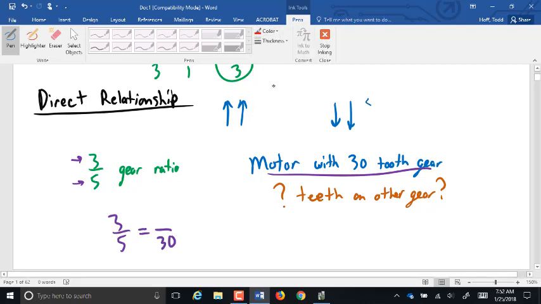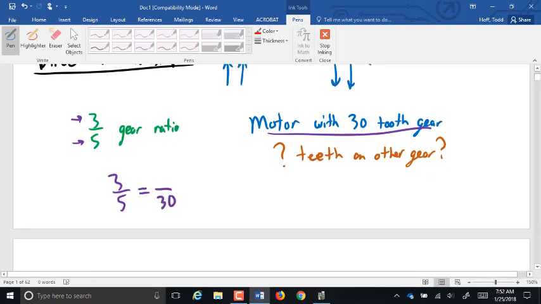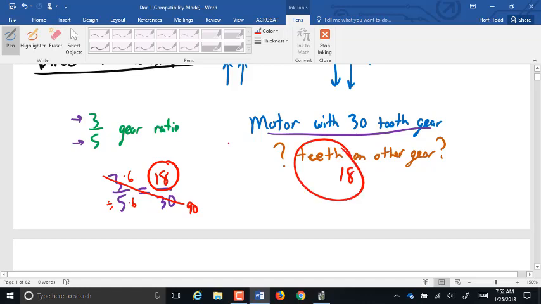And now this is where, because it is one fraction or one ratio equals another ratio, you could do 5 times 6 is 30 and 3 times 6. Or you could just do 3 times 30 is 90, divided by 5 is 18. Either way. Cross multiply and divide. So either way, it's 18 teeth in that other gear to maintain that ratio.